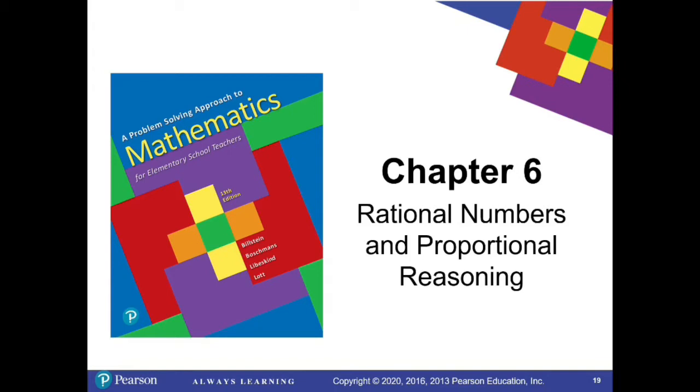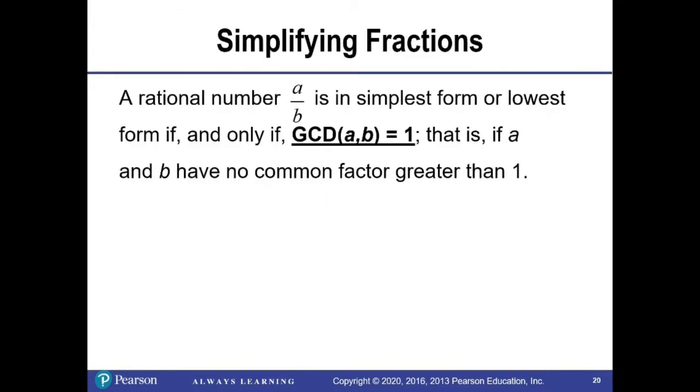So let's get started. We begin this video thinking about simplifying fractions. A rational number is in simplest form, or sometimes called the lowest form, if the GCD, or greatest common divisor, of the numerator and the denominator is 1. In other words, the numerator and denominator can have no common factors other than 1.